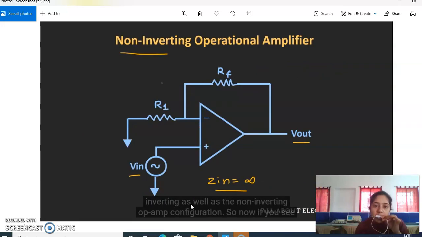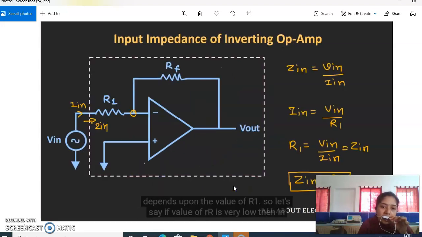And the next one, non-inverting operational amplifier. Here Zin equals infinite. What is meant by Zin? The input impedance of the op amp. The input impedance of the op amp is defined as the input resistance seen across the Vin. So let us consider the current flowing through the op amp terminal, the positive terminal, indicated by In equal to V by R, that is Vin by Zin.